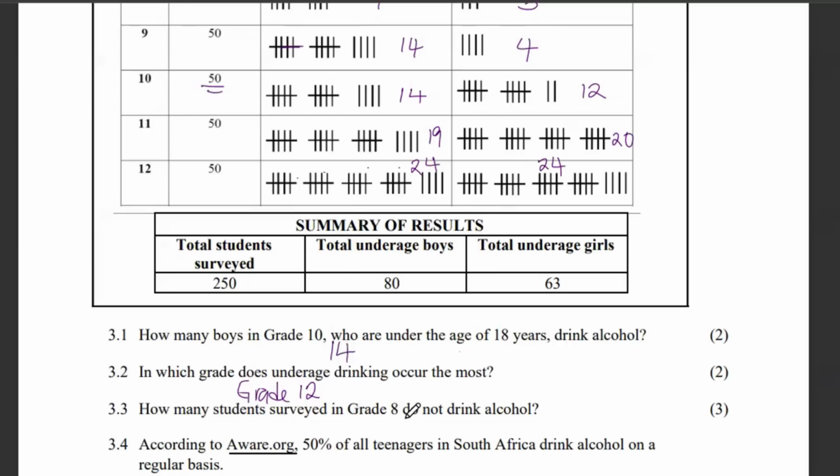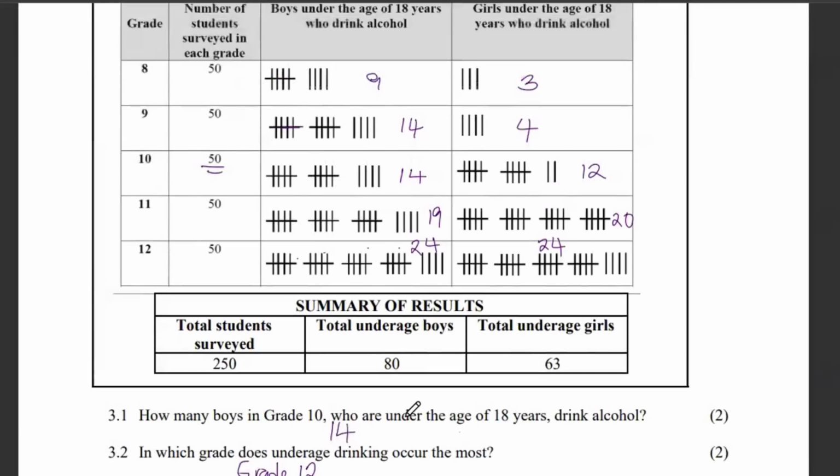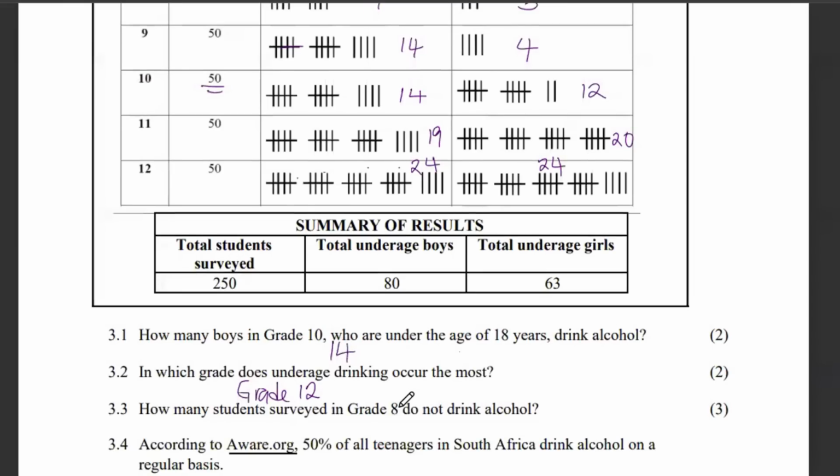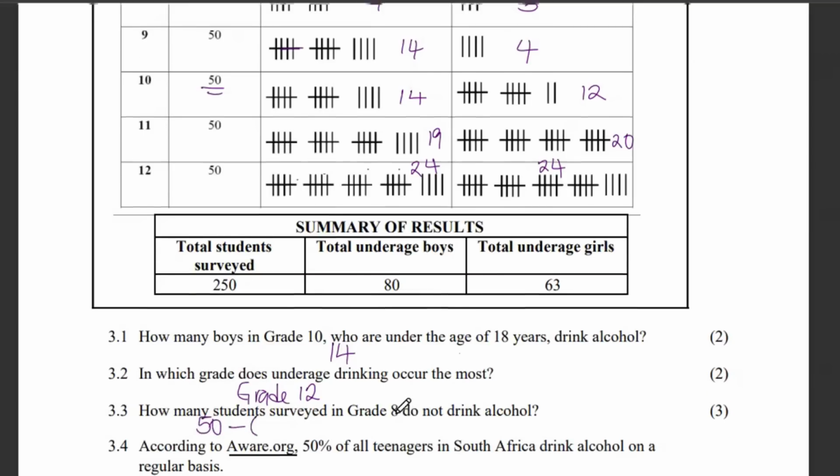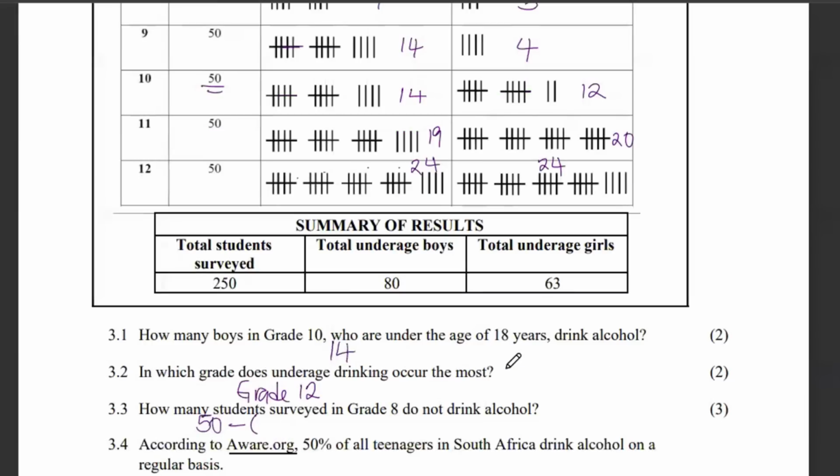Then grade 8. They surveyed 50 of them, so we need to subtract the other, which is 9 plus 3. So here we end up having 38.